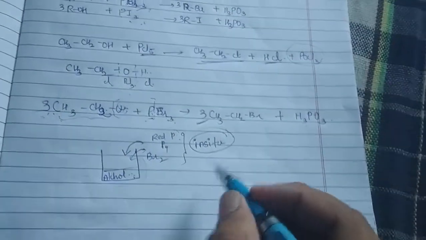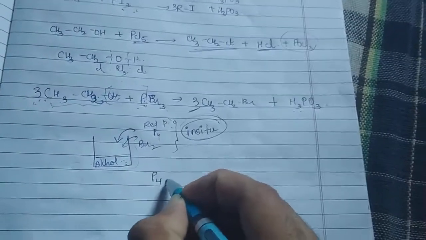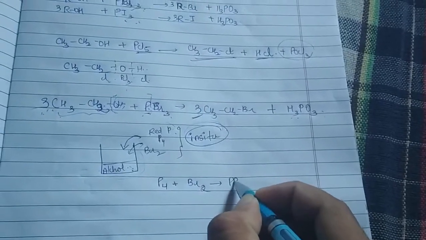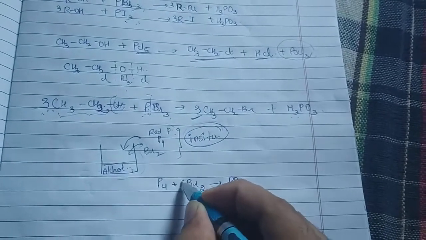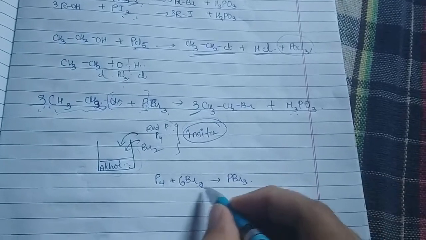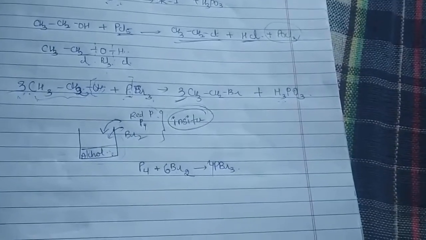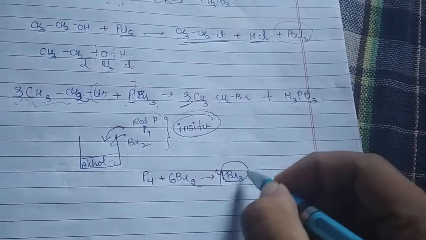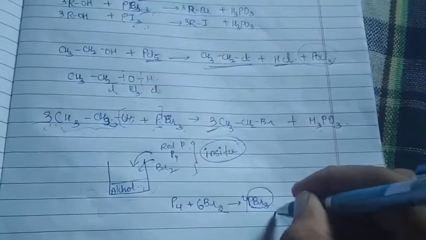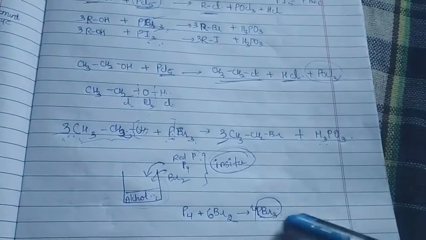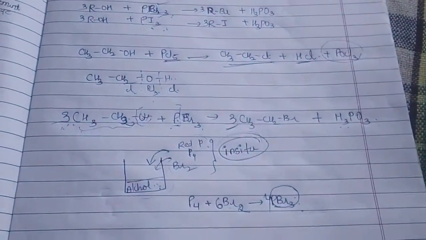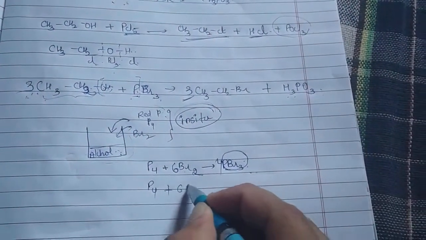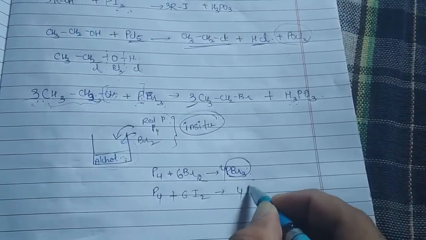So when you are adding, for example, P4 plus 6Br2, you will be getting 4PBr3. You can just see how we are preparing this PBr3. Why can't it be used directly? It is also unstable, but its stability will be somewhat more when you consider PBr5. That is the reason. Similarly, when you take P4 plus 6I2, you will be getting 4PI3.